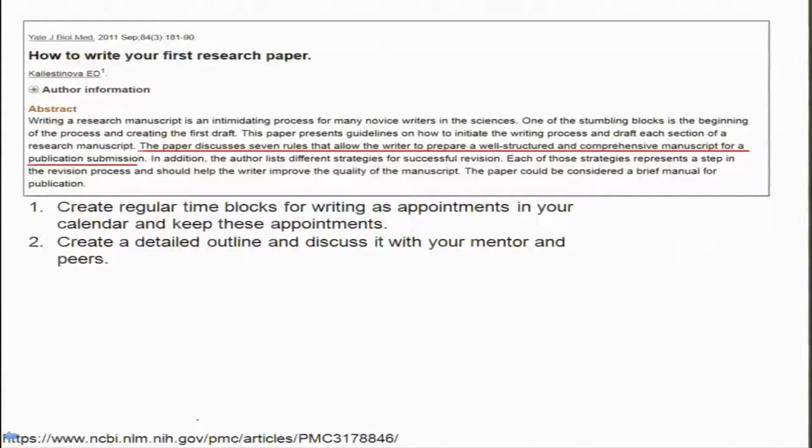The second rule, this is called a rule by this particular author. The second rule is create a detailed outline and discuss it with your mentor and peers. Mentor meaning your supervisor, peers, people who also work in this area, who have some experience, go and discuss. What is an outline? We'll come back a little later.